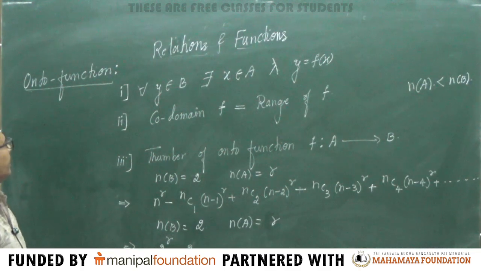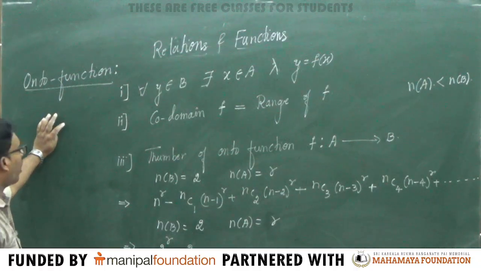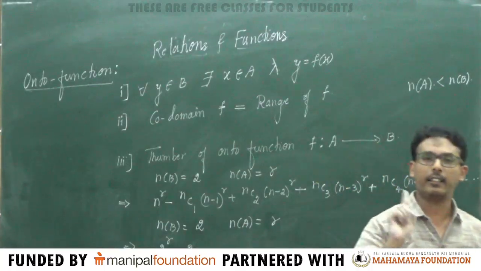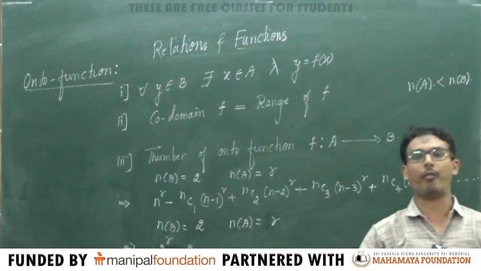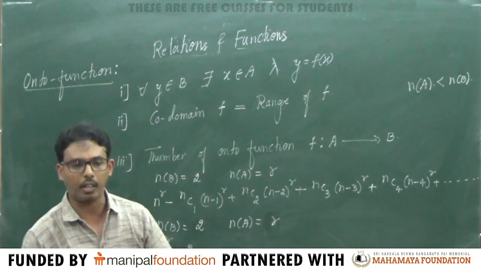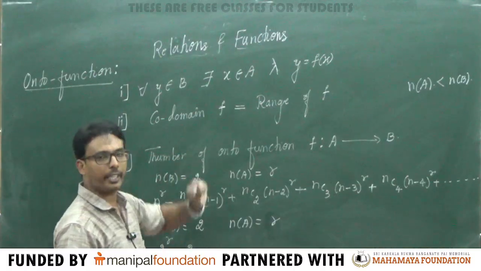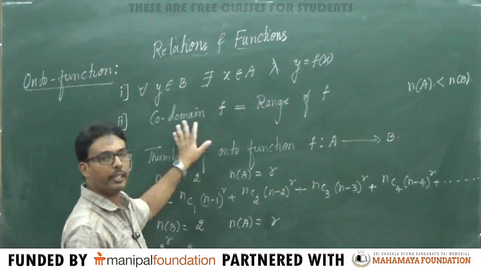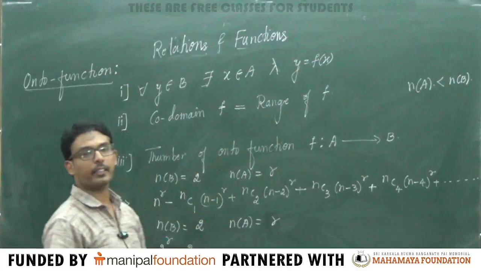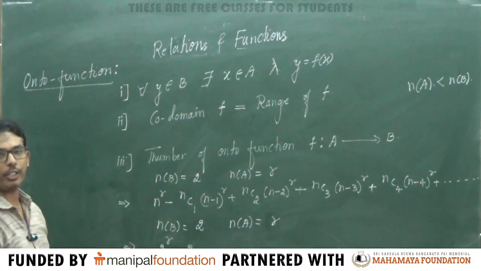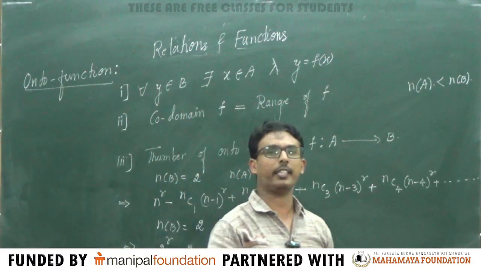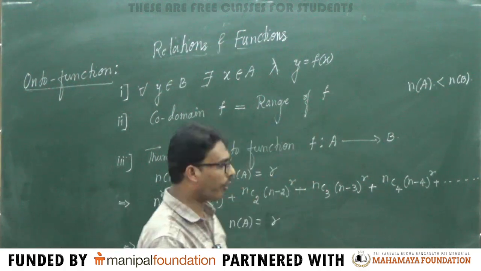So this is the concept of onto functions. To verify whether a given function is an onto function or not, just find the range of the function and compare it with the codomain. If the codomain is equal to the range, then we will say that the given function is an onto function. If the given function is not an onto function, then that function is called an into function.